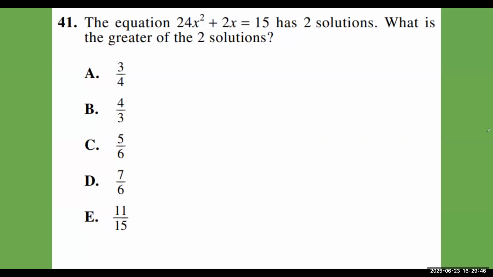The equation 24x squared plus 2x equals 15 has two solutions. What is the greater of the two solutions? When you see x squared, your brain should automatically think parabola.